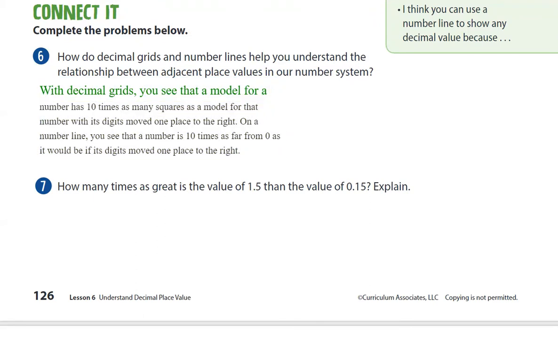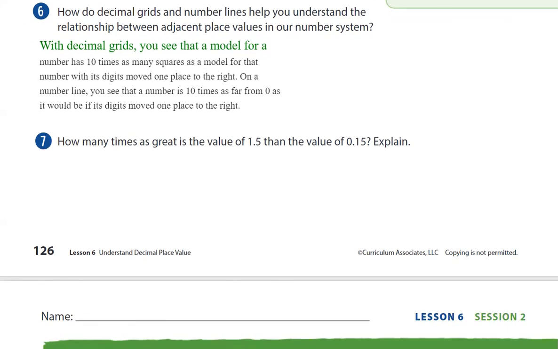With decimal grids, you can see that a model for a number is 10 times as many squares as a model for that number with its digit moved one place value to the right. On a number line, you can see that the number is 10 times as far from 0 as it would be if its digits were moved one place to the right. If that doesn't make sense to you, then don't put it like that. Word it in a way that makes sense to you. How do the models help you?